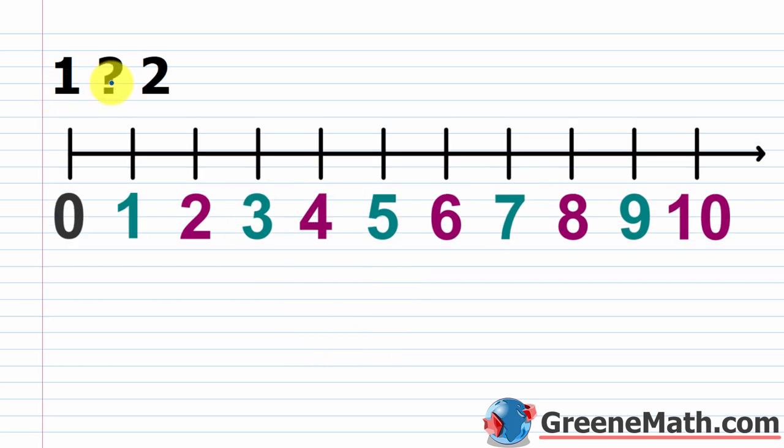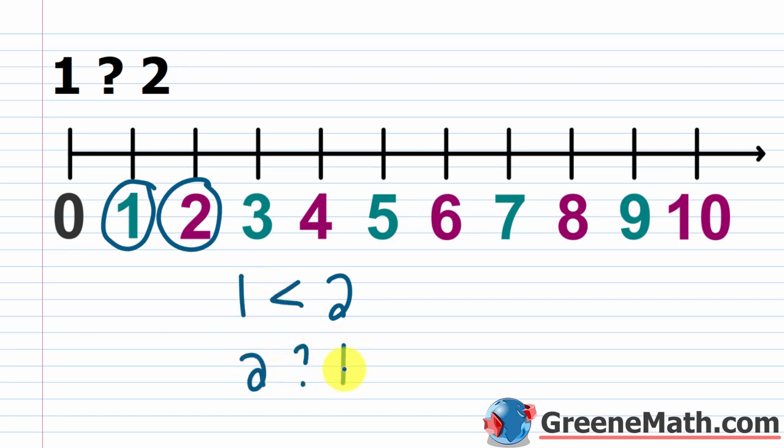What about 1 question mark 2? Here's 1, here's 2. So 1 is to the left of 2 on the number line, so you would say 1 is less than 2. Symbol always points to the smaller number. If you got 2 question mark 1, well, then you want to use the greater than symbol. 2 is a larger number than 1. The symbol always points to the smaller number. The smaller number here is 1.